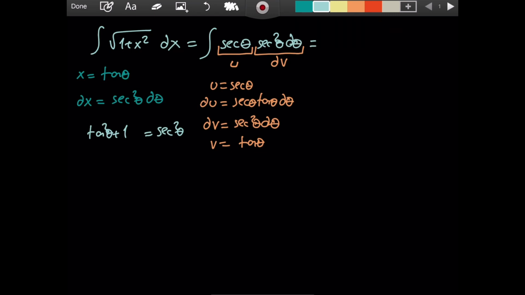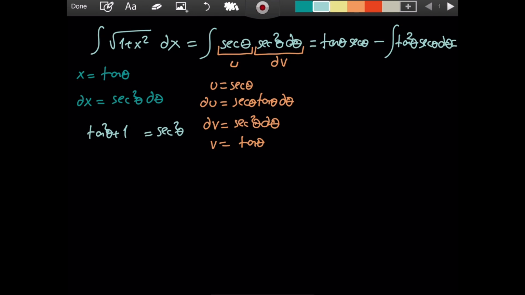And if we continue here, the formula basically tells us that you will have u times v, so tangent theta secant theta, and then a minus an integral of v du. So I put the v, tangent theta, and then I will put the du, which is here. So we in fact have tangent squared theta secant theta d theta.